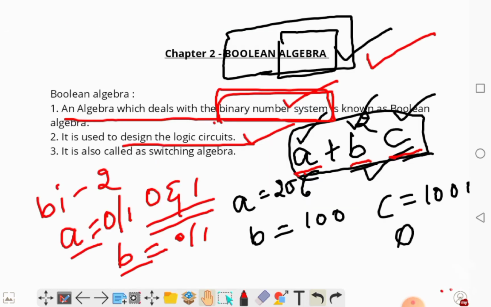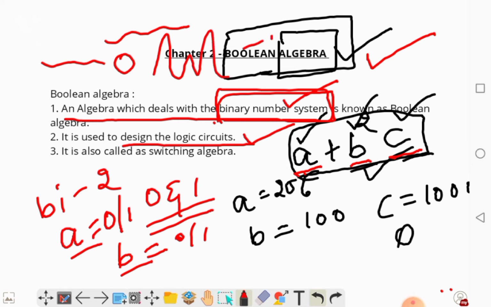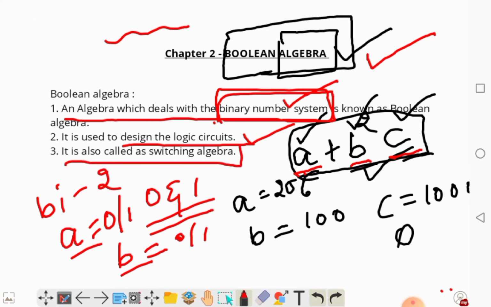What is the main purpose of the Boolean algebra? If we have the logic gates, logic circuits, we are passing the signal. If it is a low signal, that means it is 0. If it is a high signal, that means it is 1. Low signal means it is 0, high signal means it is 1. Boolean algebra is also known as switching algebra.